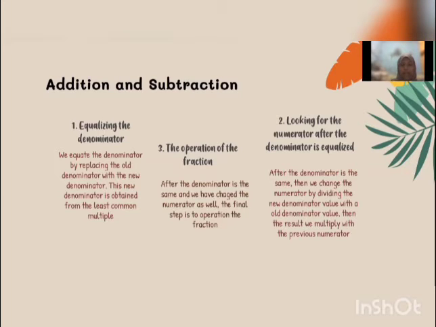The second, looking for the numerator after the denominator is equalized. After the denominator is the same, then we change the numerator by dividing the new denominator value with the old denominator value. Then the result we multiply with the previous numerator. Next, the operation of the fraction. After the denominator is the same and we have changed the numerator as well, the final step is to operate the fraction.